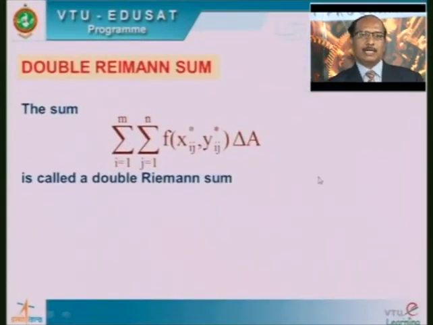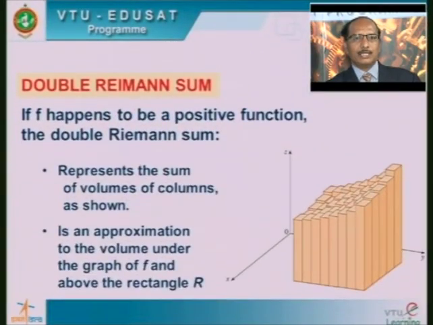Now the double Riemann sum: the summation over i equal to 1 to m, j equal to 1 to n, of f of x_ij star, y_ij star, is called the double Riemann sum. Like the definite integral, where only a single summation was there, that was the Riemann sum for single integration. This is the double Riemann sum.